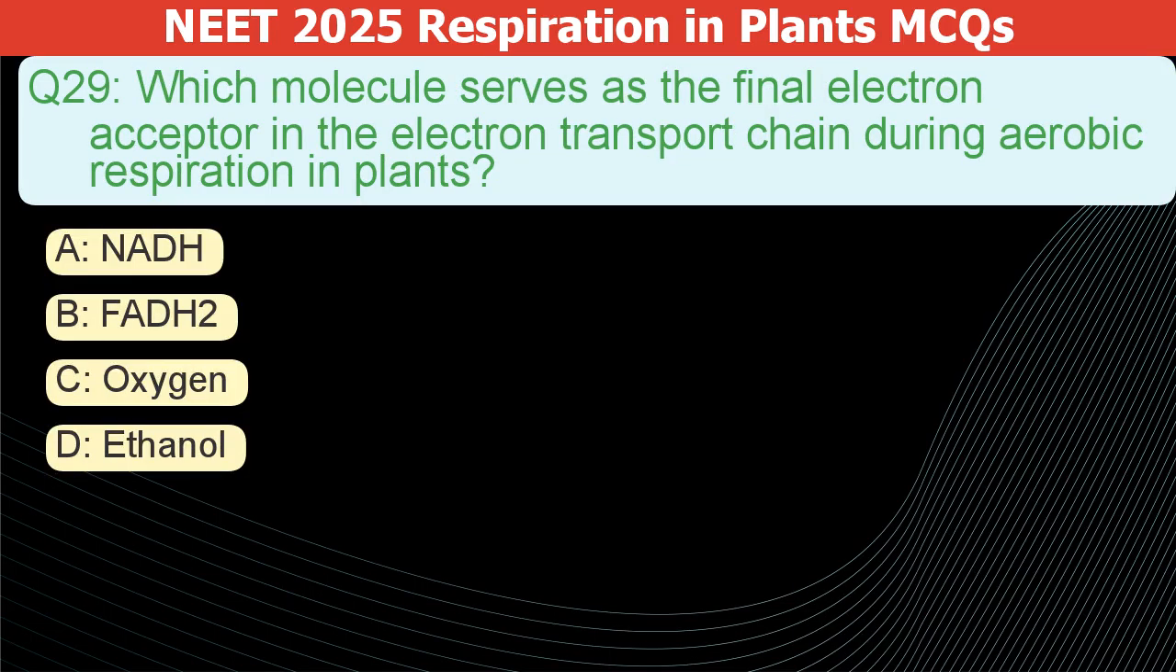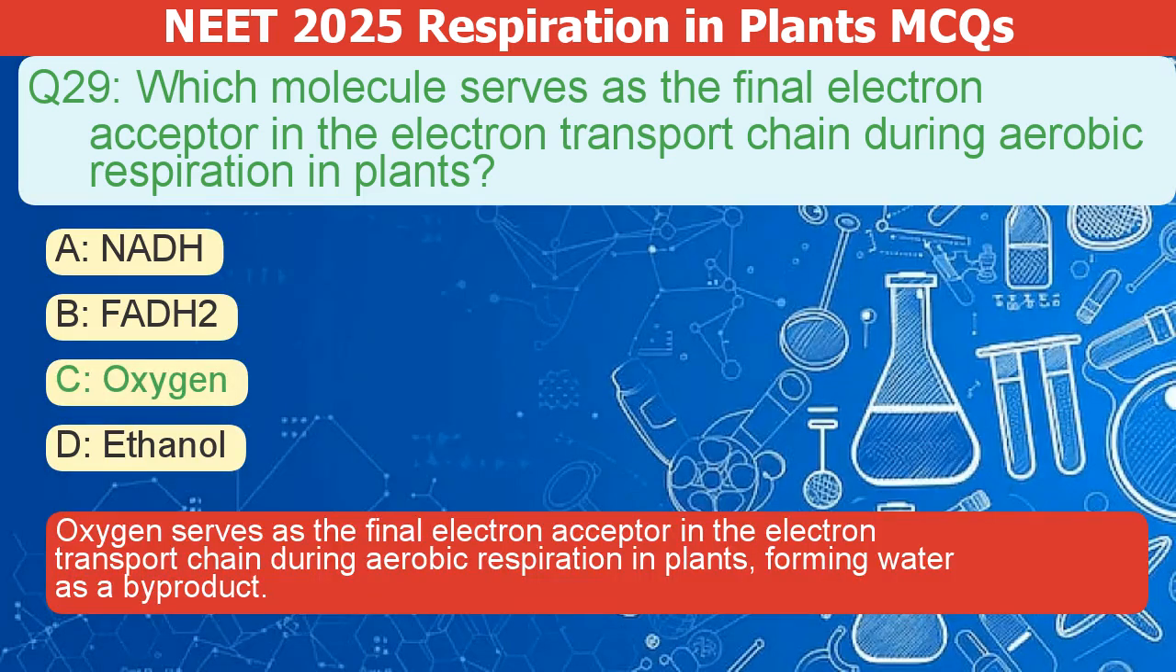Which molecule serves as the final electron acceptor in the electron transport chain during aerobic respiration in plants? A. NAD. B. FADH2. C. Oxygen. D. Ethanol. The correct answer is C. Oxygen serves as the final electron acceptor in the electron transport chain during aerobic respiration in plants, forming water as a byproduct.